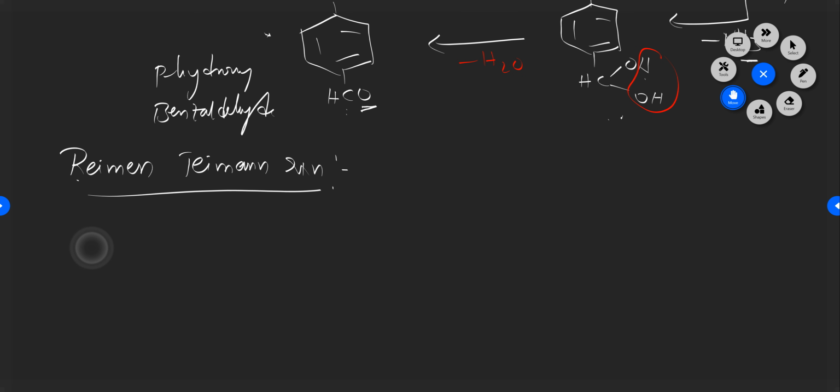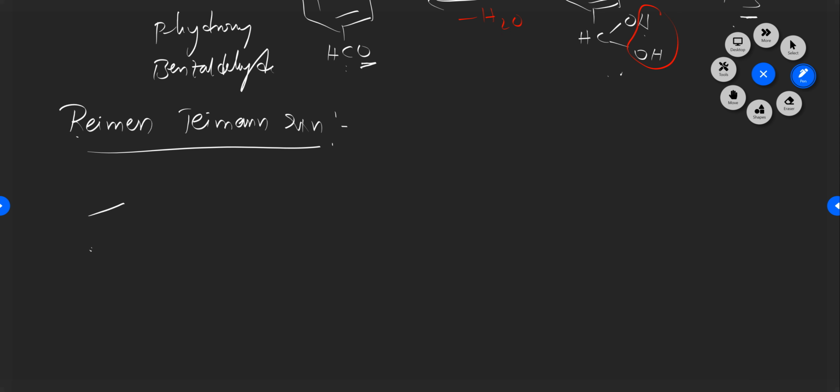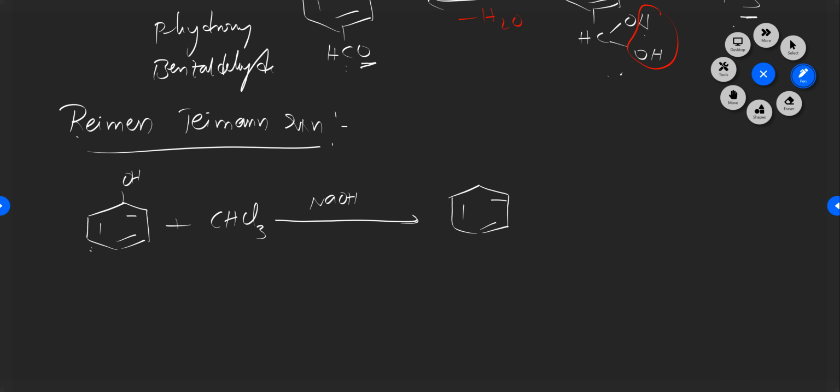I am taking phenol, which reacts with chloroform CHCl3 in the presence of base. I am taking NaOH. What will form? It is going to be the formation of OH and this one CHO. Ortho hydroxy benzaldehyde will be formed. Ortho hydroxy benzaldehyde is going to be formed.